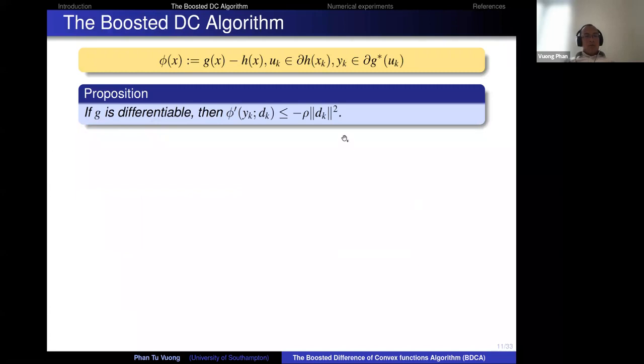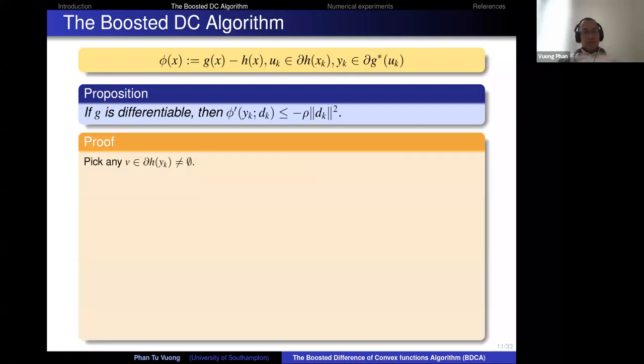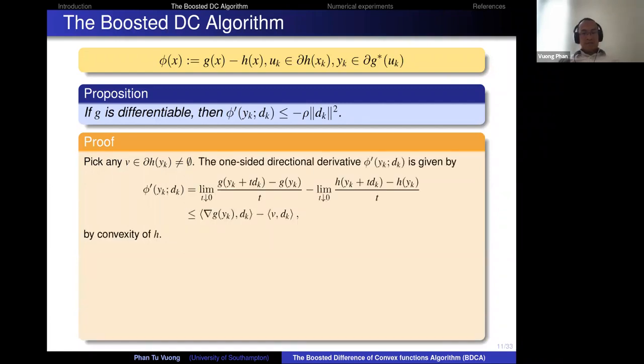So we can prove that if G is differentiable, then the directional derivative of the objective function phi at yk in the direction dk, which is yk minus xk, is less than or equal to minus rho norm of dk squared, where rho is the modulus of the strong convexity of G and H. And actually the proof is very simple, so I can present it here.